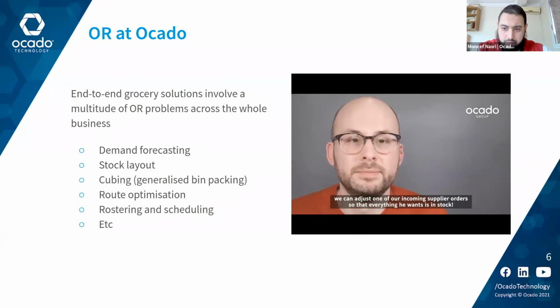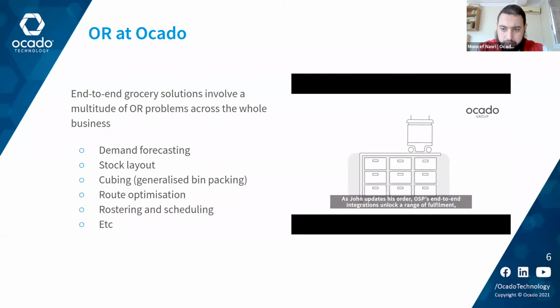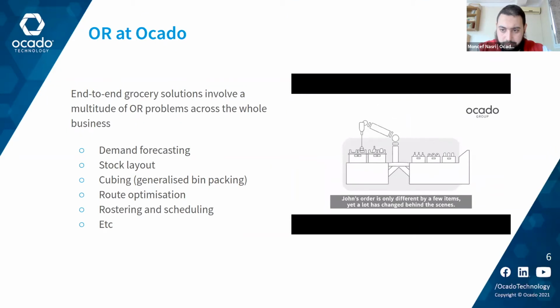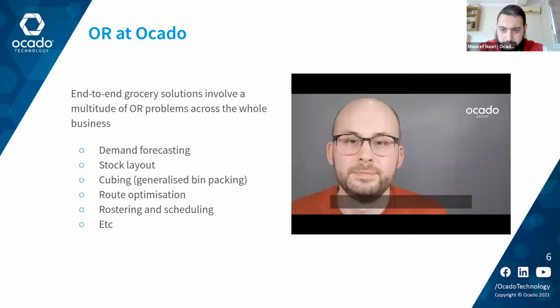As John updates his order, OSP's end-to-end integrations unlock a range of fulfillment, picking, packing, and delivery optimizations. John's order is only different by a few items, yet a lot has changed behind the scenes. So how does this affect fulfillment?